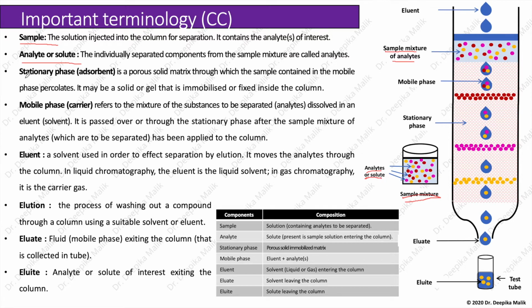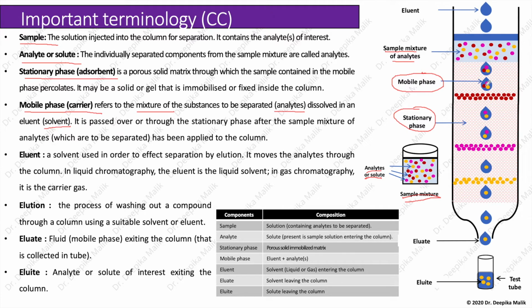Stationary phase or adsorbent is a porous solid matrix through which the sample contained in the mobile phase percolates. It may be a solid or gel that is immobilized or fixed inside the column. Mobile phase or carrier refers to the mixture of the substances to be separated, that is analytes, dissolved in an eluent or solvent. It is passed over or through the stationary phase after the sample mixture of analytes which are to be separated has been applied to the column.